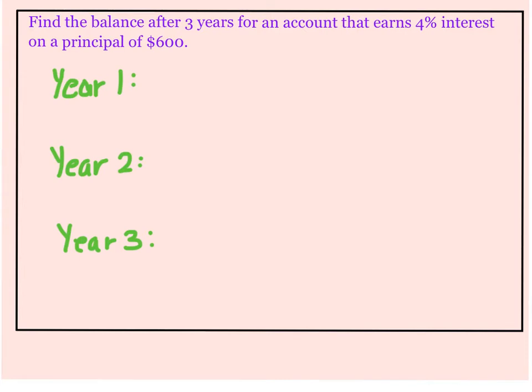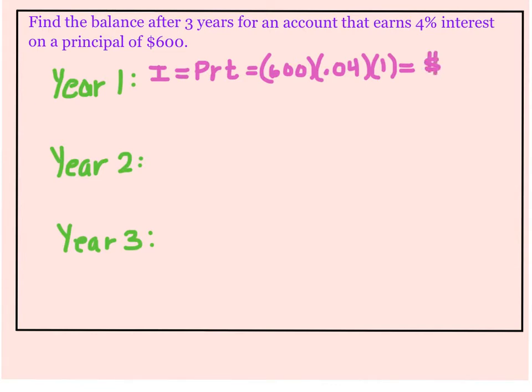Okay, so like on the previous slide, the first thing we need to do is think about that very first year that he has the money in the account, and we have to calculate how much interest he's going to earn. So we use our formula. He's putting $600 in the account at a rate of 4%, so 0.04, and we're just talking about that very first year. That gives us an interest of $24.